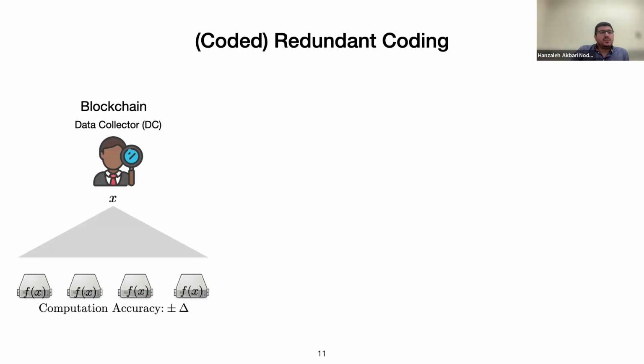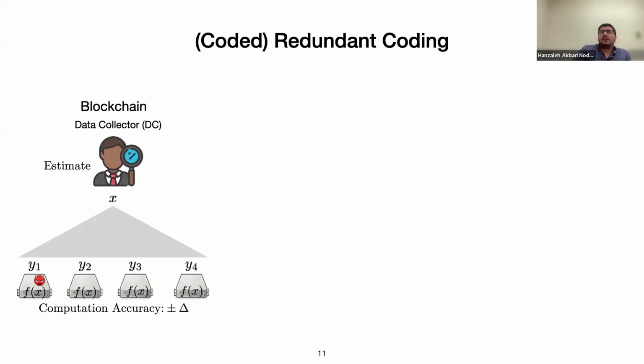Also, in this model, we assume that the computation is not exact. So we have an accepted level of noise, which is plus minus delta. The boundary of the noise is plus minus delta. This is the accuracy of the computation. Server 1 calculates y1, server 2 calculates y2, and server 4 calculates y4. All of them send these values to the data collector, and based on the sent values, the data collector tries to estimate and output y equals f of x.